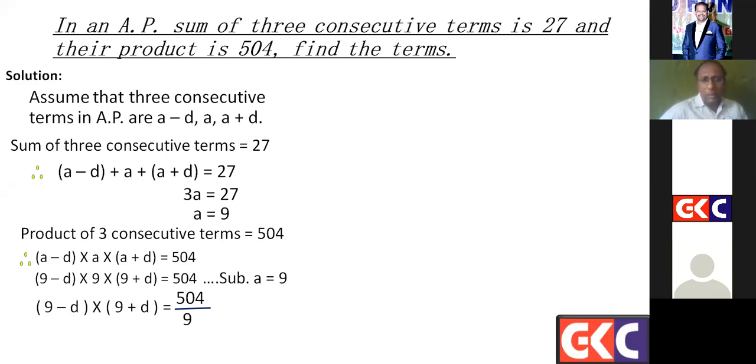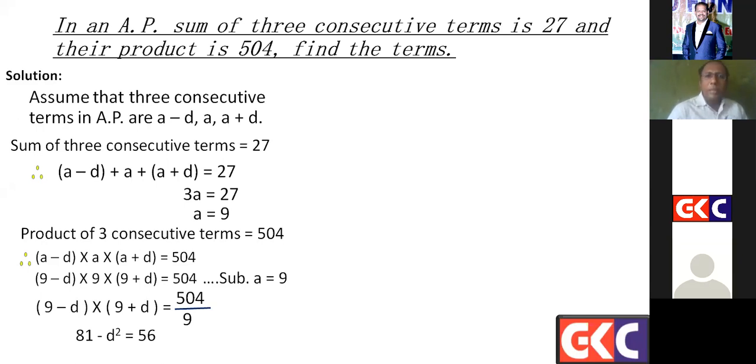Now, on the left hand side, do you guys observe something? 9 minus D into 9 plus D, कुछ अलग लग रहा है? 9 minus D into 9 plus D. Yes, that is your formula. A minus B into A plus B, which is A square minus B square. So 9 square is 81 minus D square. Okay. And in the meantime, 504 upon 9 is 56. Hopefully no issue with that part. Here we use the formula A plus B into A minus B as A square minus B square.